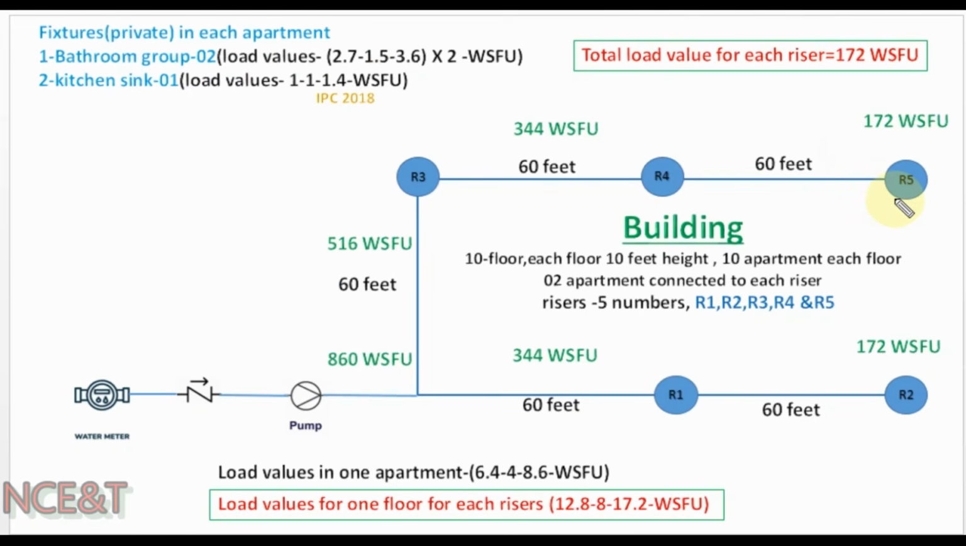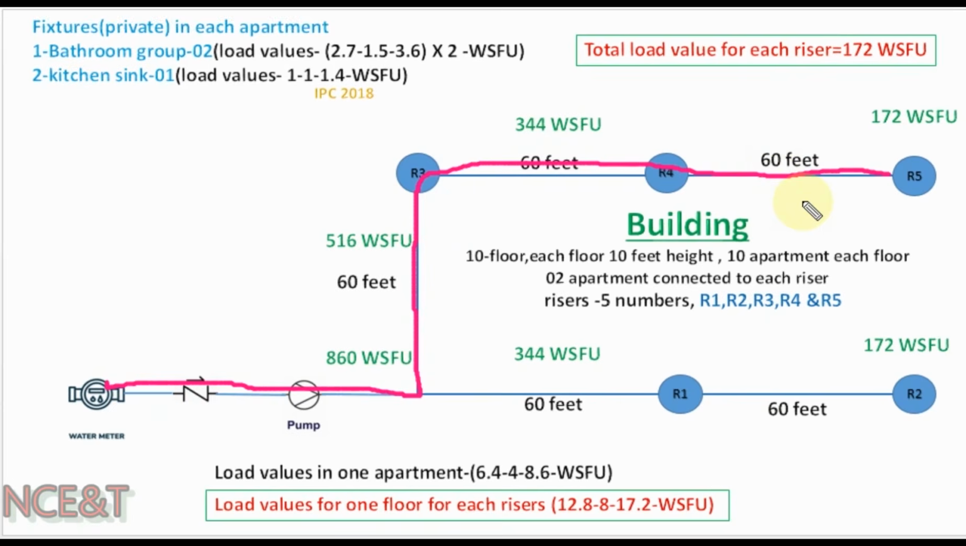Let us select the critical path, which in our case is the longest route to which riser number 5 is connected, to calculate the maximum pressure drop in the piping route. You can see we have different pipe segments also at the basement. This pipe segment has water supply fixture units 172 and length 60 feet. This segment has 344 water supply fixture units and the length is 60 feet. Another segment has 516 water supply fixture units and a length of 60 feet. And the main line has 860 water supply fixture units. Let us assume this length of 30 feet.